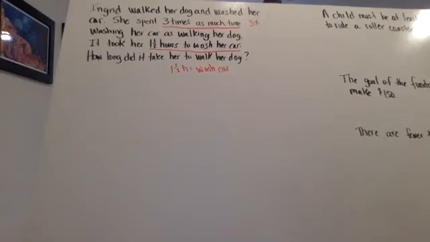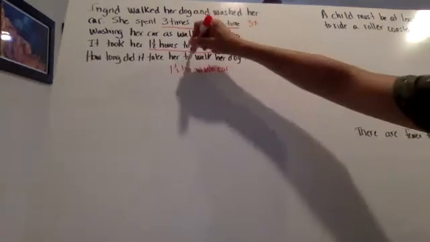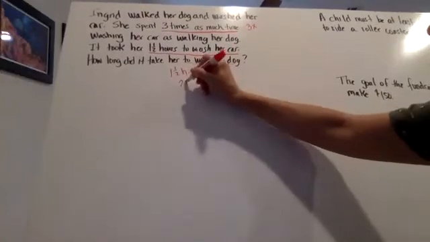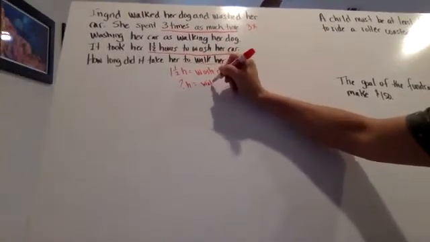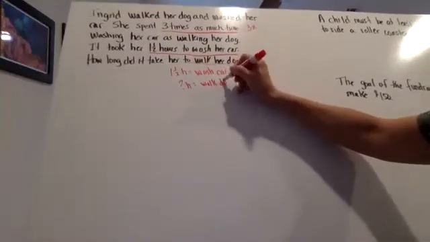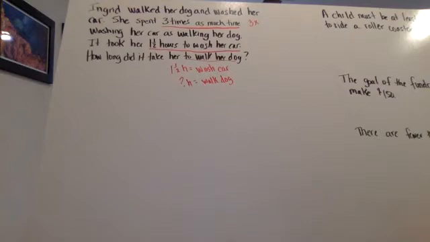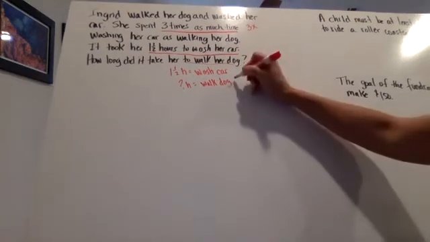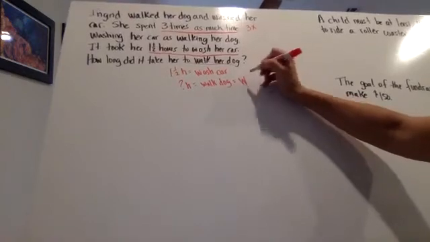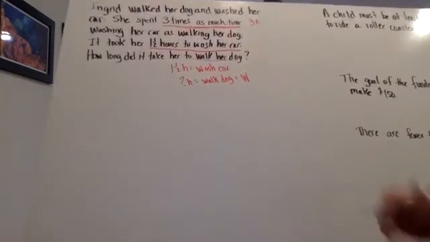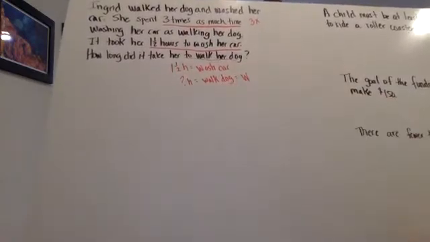What else do we know? What else did she do? So we know something about washing a car. We know 3 times. What else do we know? We're supposed to find out how long it's going to take her to walk her dog. So we're going to put a question mark hours here for walk dog. That's what we don't know. And I like that question mark, so I'm going to change it to a variable. What variable should I give for walking the dog? W. Okay, W for walking the dog.